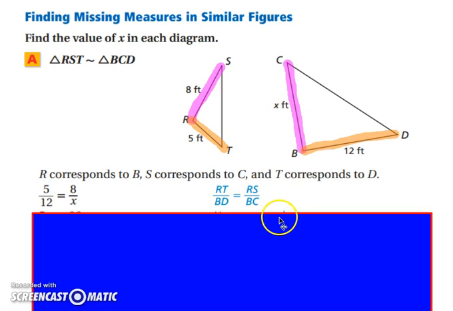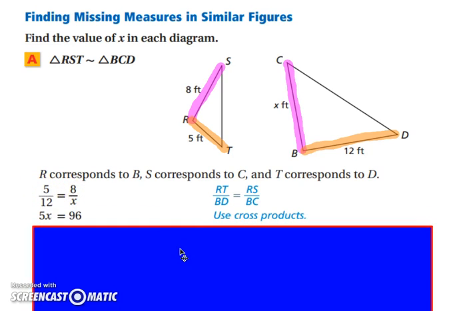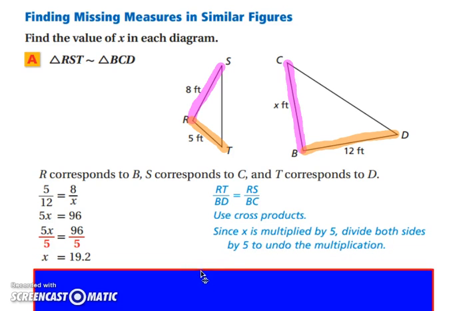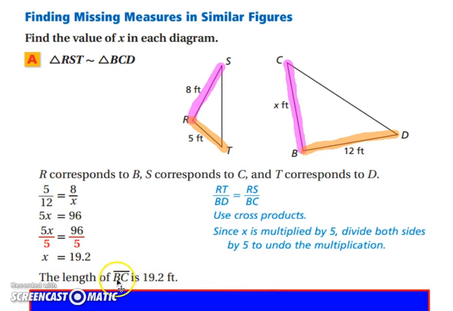Just like in a previous lesson, we can now cross multiply to simplify. So we have 12 times 8 and 5 times x. We want to get x by itself, so we're going to divide both sides by 5 and simplify. So x is 19.2. Which means that the length of x, which is the length of BC, is 19.2 feet.